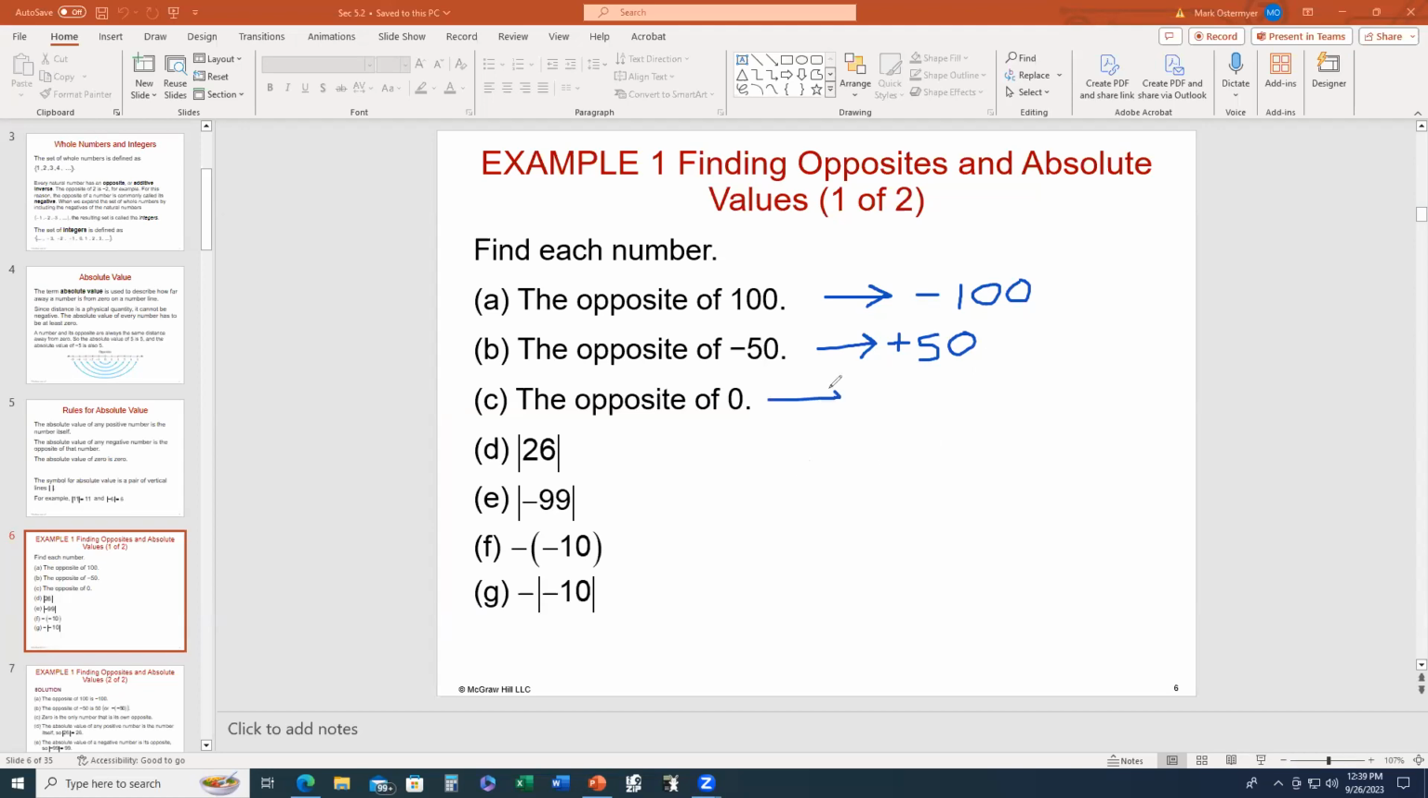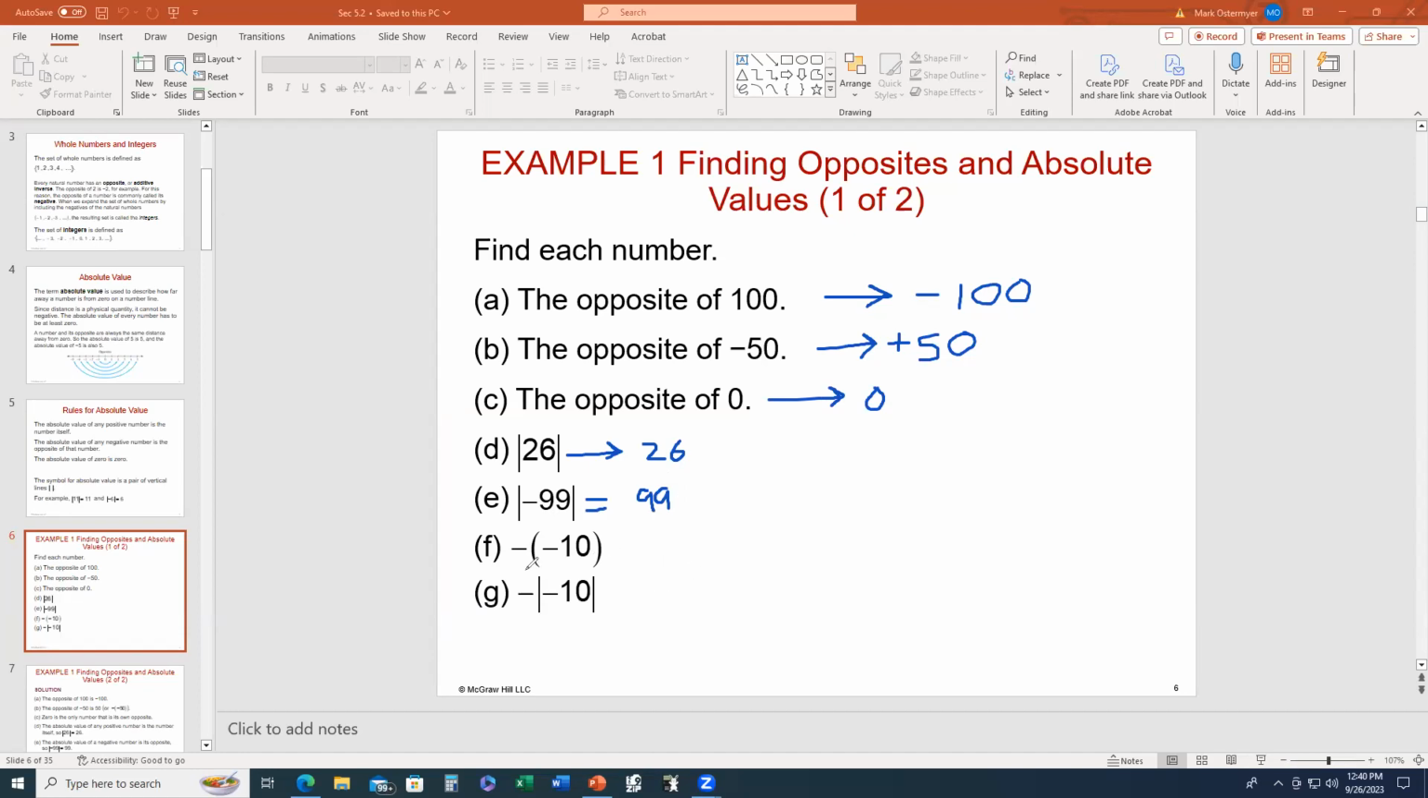The opposite of 0 is 0. Now what's the absolute value of 26? How many units away from 0 is 26 on the number line? 26 units to the right of 0, correct? So the absolute value of 26 is 26. How many units away from 0 is -99? 99 units, albeit to the left of 0. It's still 99 units away. So we just say the absolute value of -99 is 99.